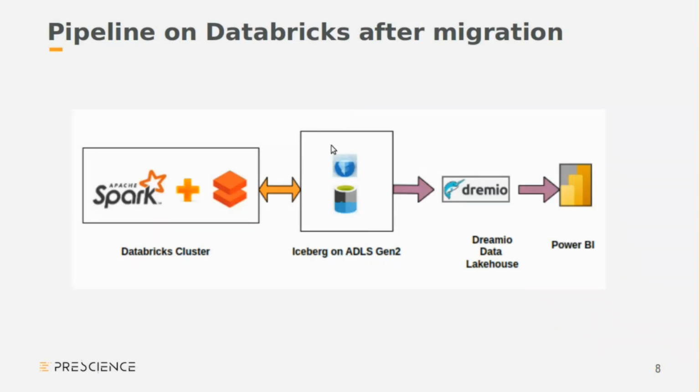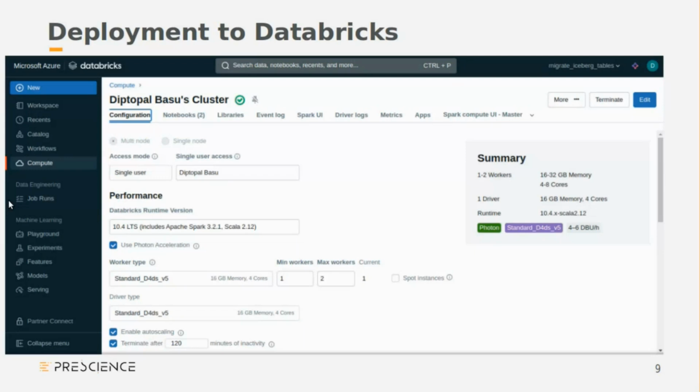This is also on Azure cloud. This Databricks cluster is also on Azure. This is the Databricks cluster itself. And then this part of the diagram actually stays the same, because Dremio was anyway communicating with the Iceberg previously. Even now it is communicating with the Iceberg as is. So the good part is there is no change on this side. We only move the scripts. So this is what the deployment to Databricks looks like.